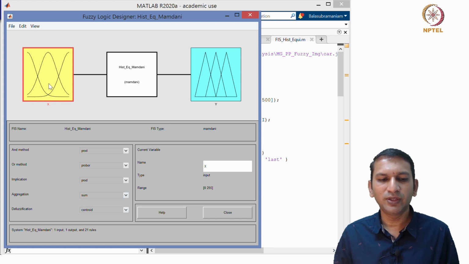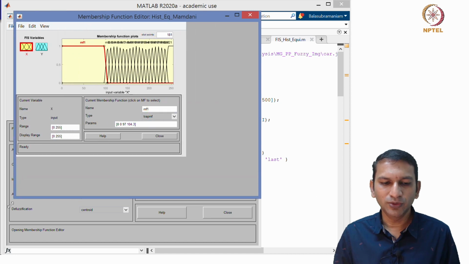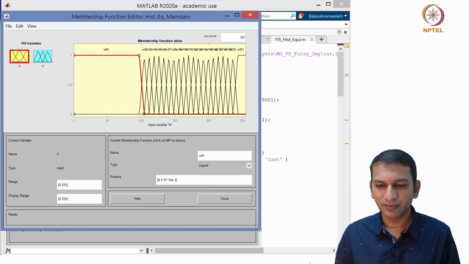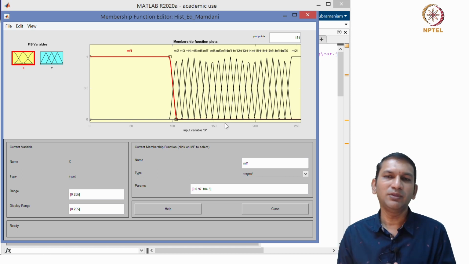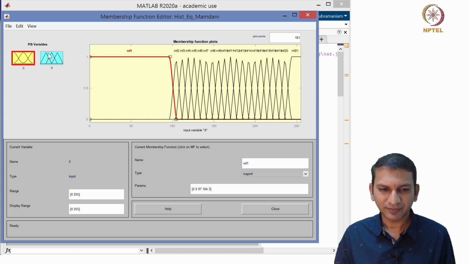Let's look at how the input fuzzy sets are. So now this is the fuzzy covering that we have on the X domain. You will see here we have mapped it from 0 to 255. However, effectively it is between 97 and 243, and these are the 21 membership functions which form the fuzzy covering on the interval 0 to 255.